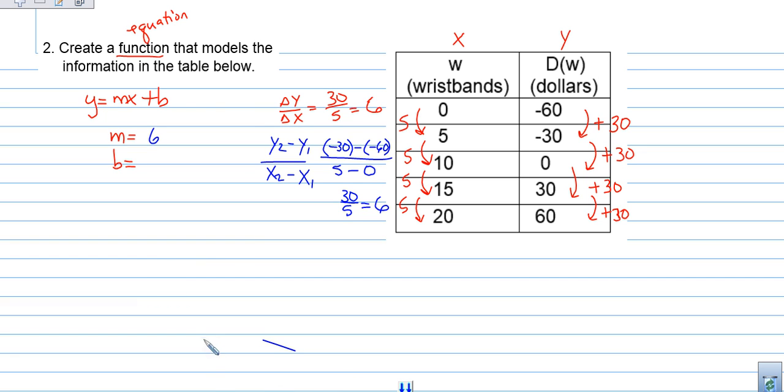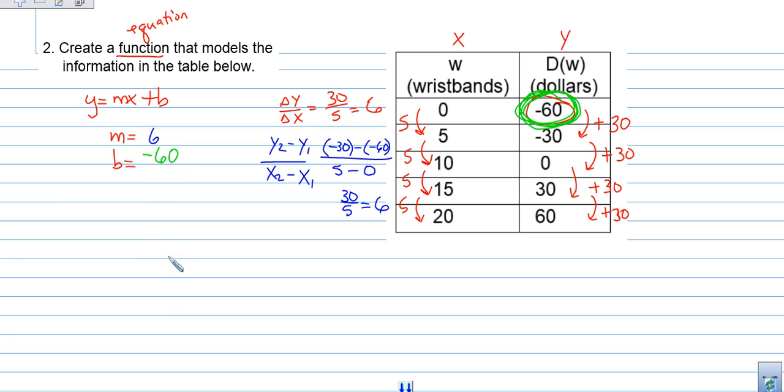and then we need to find our y-intercept. Well, it's really simple. Our y-intercept is always where the x thing is 0. Well, this is our x column. We see 0 right here, and you get negative 60. Okay? So negative 60 is our y-intercept, or b.